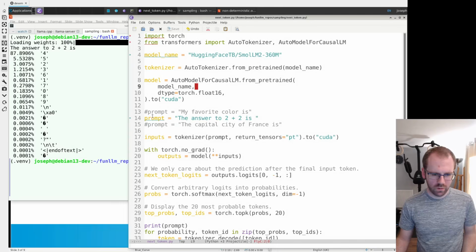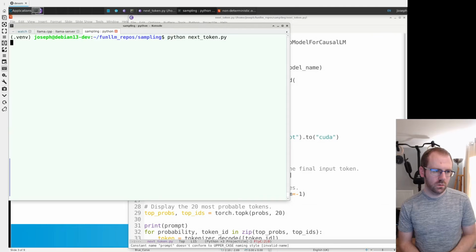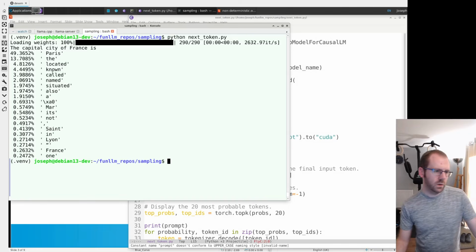Did I have any more examples? This one's kind of pointless, but yeah, so the highest probability is Paris, but of course there's other ways you could continue the sentence, right? It could say located, situated, named.